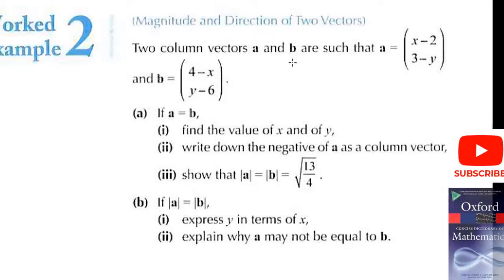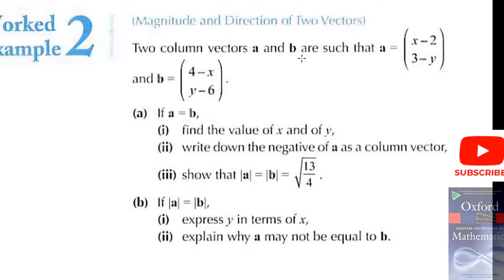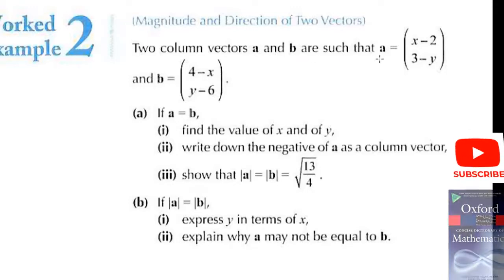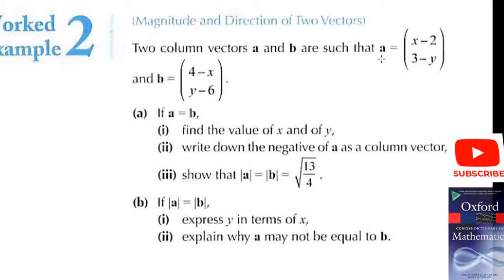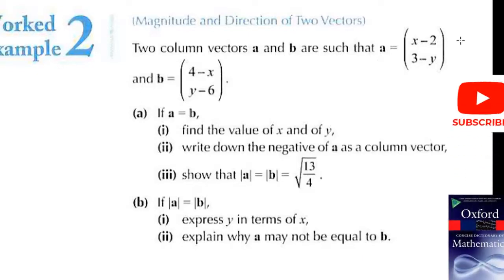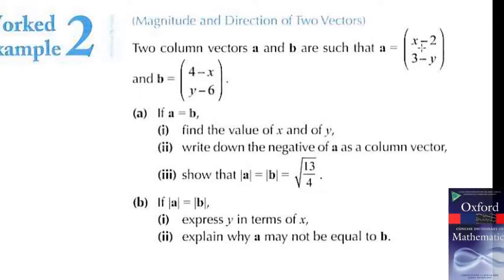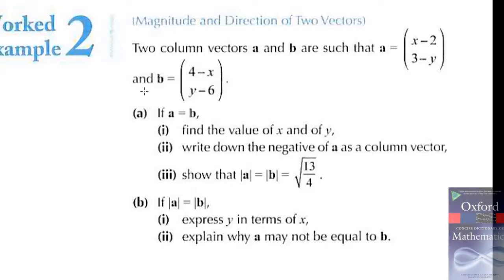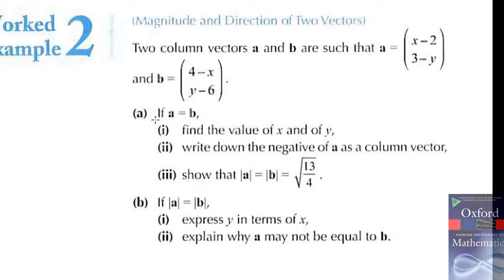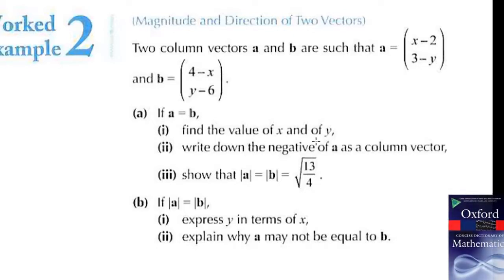Now we start. Here two column vectors, A and B, are such that the vector A is (x minus 2, 3 minus y). The upper digit is along the x axis, and the lower digit is along the y axis. And the vector B is (4 minus x, y minus 6). If A is equal to B, find the values of x and y.